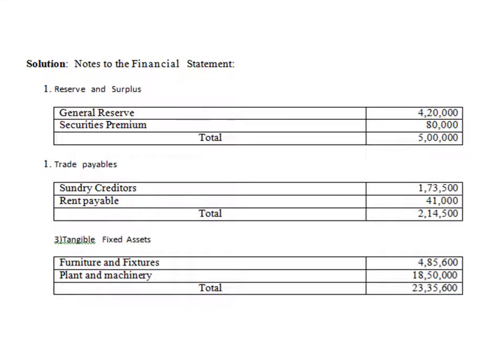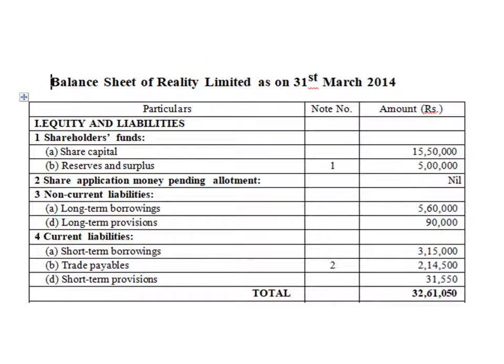So this is how the working will show. So as you can see, general reserves and securities premium added together goes under reserves and surplus. Then we have trade payables. Under this we have sundry creditors and rent payable. Then there is a tangible fixed asset, that is furniture and fixture and plant and machinery. Then all these items, like we told you, based on their working, we have to add everything and put those totals under the concerned subheadings.